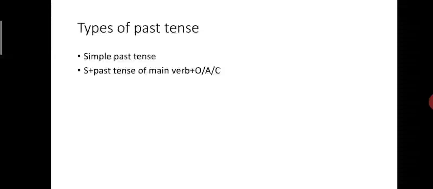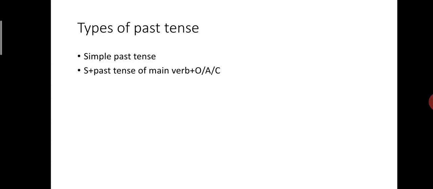Next, types of past tense. Simple past tense: subject plus past tense of main verb plus object or adverbial or complement. Uses: to express action completed in the past. Remember the use of each and every tense. We lived in the village in our childhood. It is the example of simple past tense. To refer to habitual action in the past: My father worked very hard in his childhood.